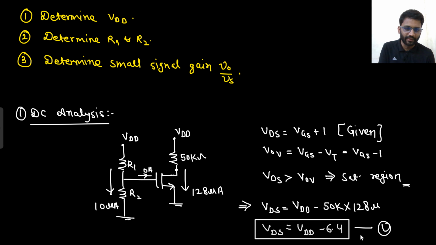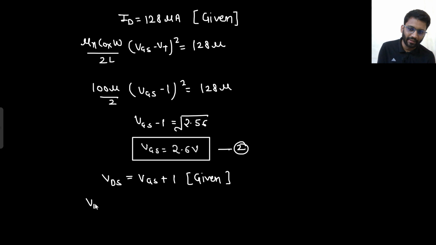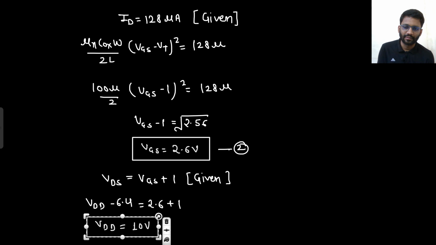And you know what is VDS? VDS you calculated as VDD minus 6.4. What is the VGS value you are getting? 2.6 plus 1. So VDD value will be 10 volt. That's it. This is the final answer.